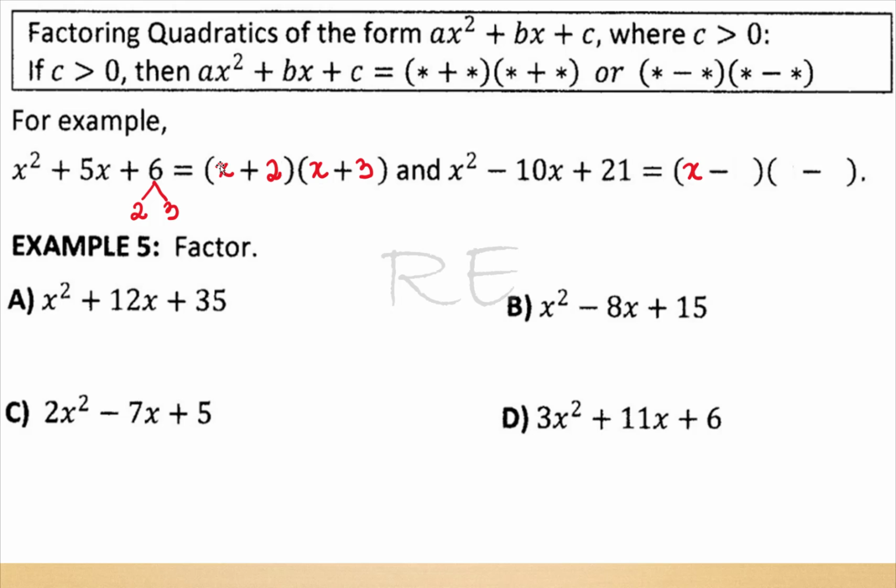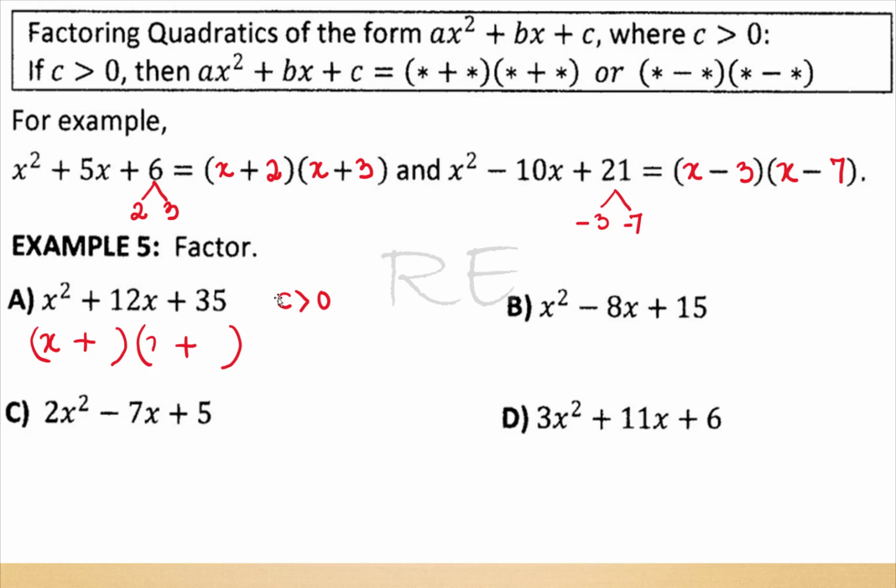For the second example, the product is positive and the sum is negative, so both signs have to be negative. And 21 is negative 3 times negative 7. So it's going to be x minus 3 times x minus 7. 35 is positive. Both signs have to be the same. 12 is positive, therefore both signs are positive.